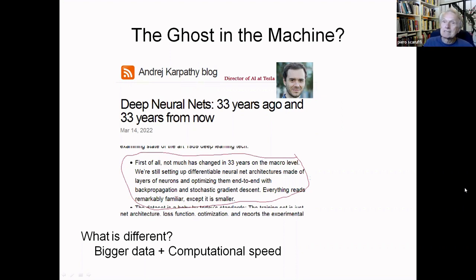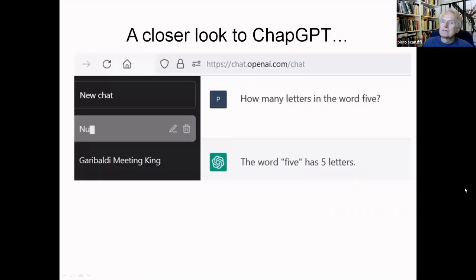But other than that, the fundamental technology is still neural networks. Anyway, now let's take a closer look. There's a little mystery there, why it works so well. Let's take a closer look at ChatGPT. I'm sure you've done your own tests. But these are my selected mistakes that the chatbot made.